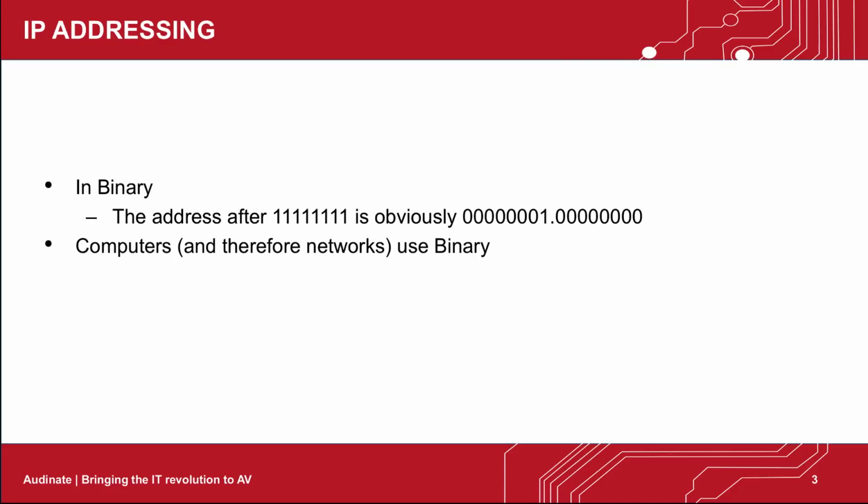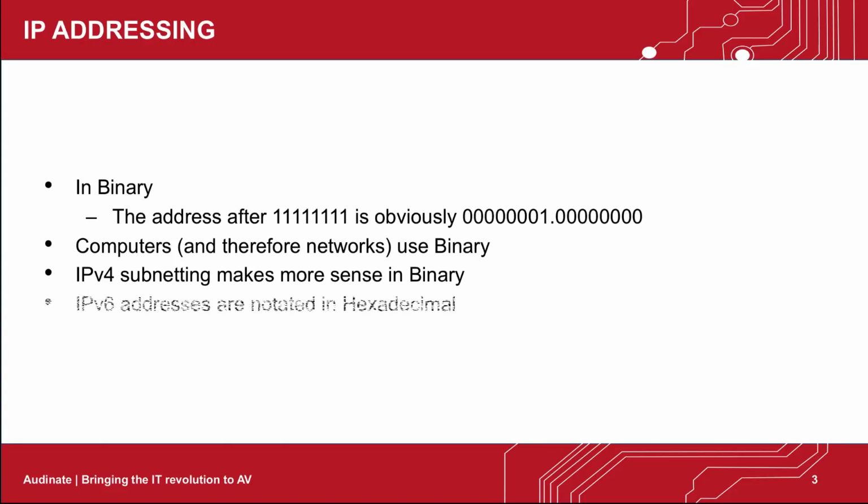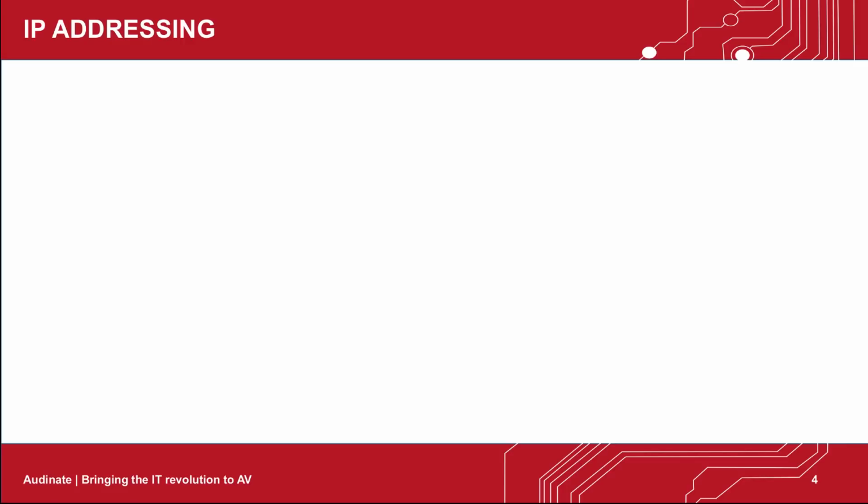Computers, and therefore networks, use binary fundamentally. IPv4 subnetting makes a lot more sense in binary than in decimal. IPv6, for the same reason, is notated in hexadecimal. So here's a quick refresher on binary.